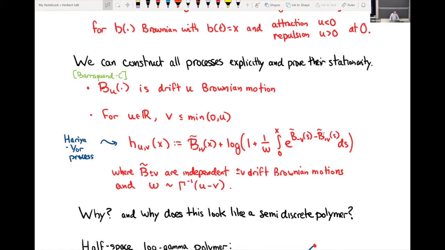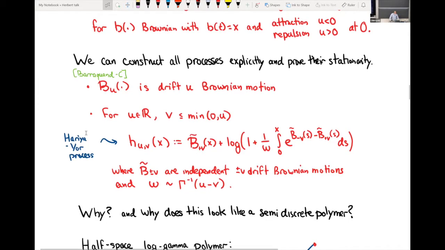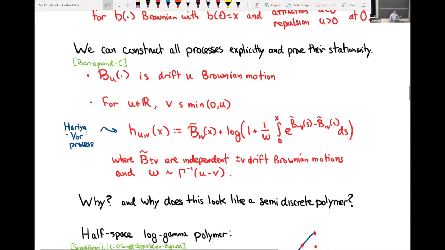And you could write it even more in that form as well. So the claim is that this is invariant, and this is actually a process that had been previously studied by Harry and Yor, with completely different motivation. So again, why is this invariant, and why does this look at all like a semi-discrete polymer? This is what I want to answer.